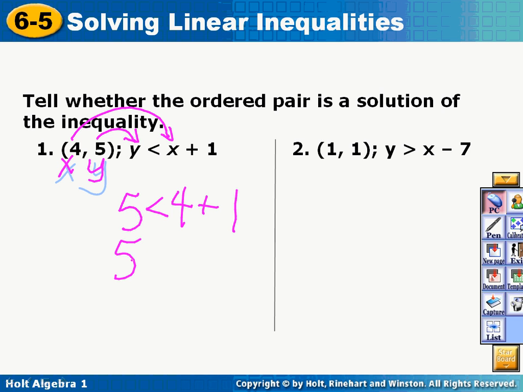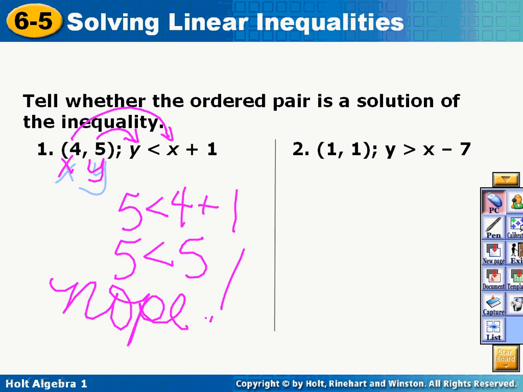Is 5 less than 5? No, it's equal. So what you're saying is that the point (4, 5) is not in the solution. So you would say, nope, not in the solution. What if it had an equal to underneath it? Well, then it'd be equal, it'd be a solution. But 5 is not less than 5.